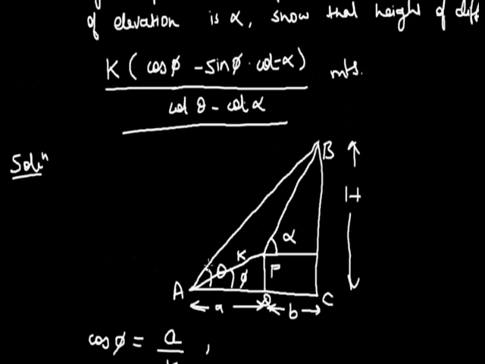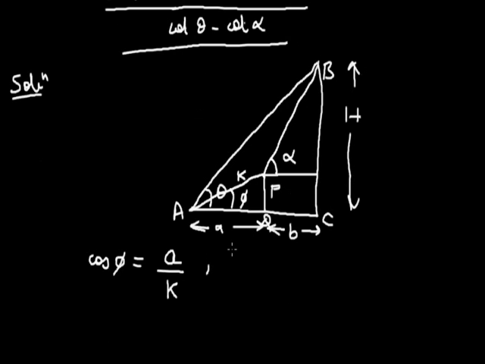Now the next thing we have to write out is the sin phi. Sin phi, as you know, is equal to the perpendicular upon hypotenuse, and let's take this perpendicular as small h. So this sin phi is equal to small h upon k.